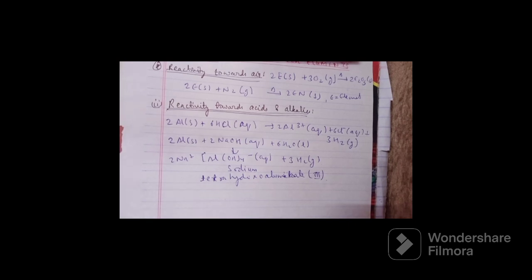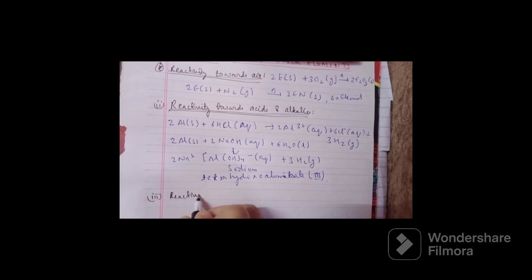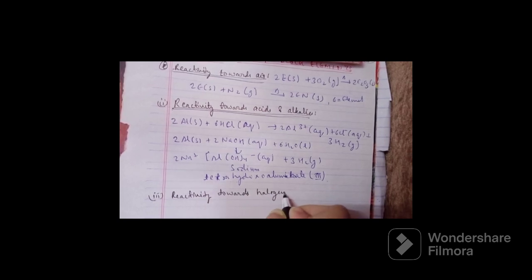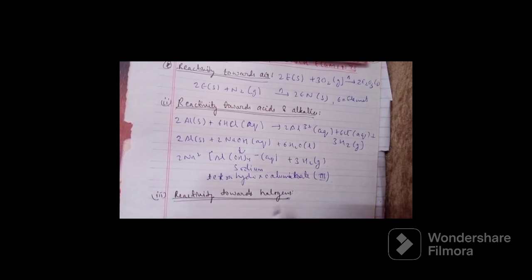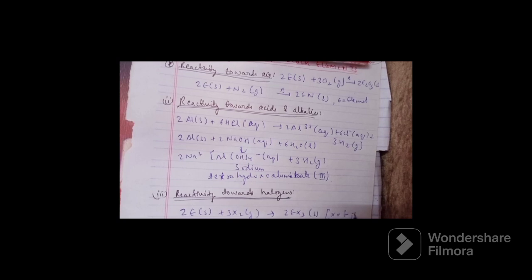So let's get started. Reactivity towards halogens: these elements react with halogens to form trihalides except TlI3. So we have the equation 2E plus 3X2 gas will give 2EX3, where X will be the halogens, so fluorine, chlorine, bromine and iodine.